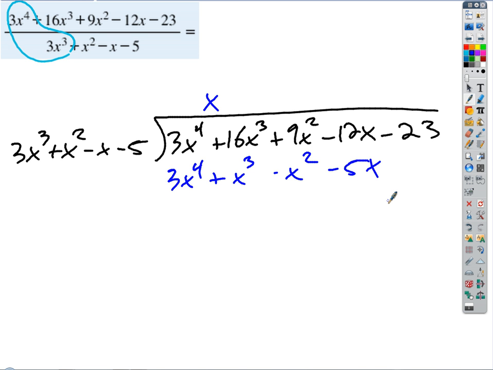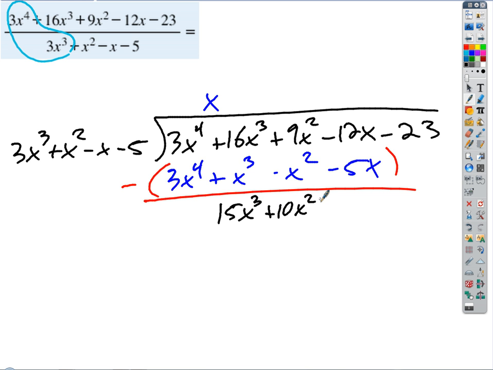What do I write next? Parentheses, minus. Good. We're going to subtract the whole quantity, right? First ones have to cancel, and they do. 16x cubed minus x cubed, 9x squared minus negative x squared, plus 10x squared, 12x minus negative 5x. Why would it be negative there? Because I'm distributing this x through. X times negative 5 is negative 5x. And then I bring down any remaining terms to that row, because I'm really just subtracting 0 from them.